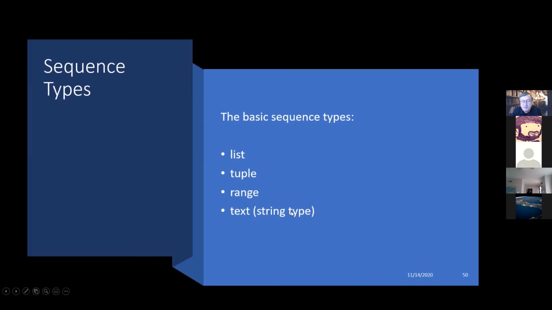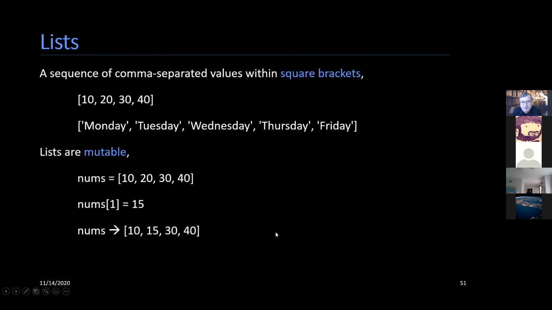And then text is a sequence of characters or text, which is what we think of as a string type. Now, one nice thing about Python is all these sequences have common ways of doing things with them. If I want to iterate over all the values in a list, or I want to iterate over all the characters in a string, it's done exactly the same way, because they're both sequences.